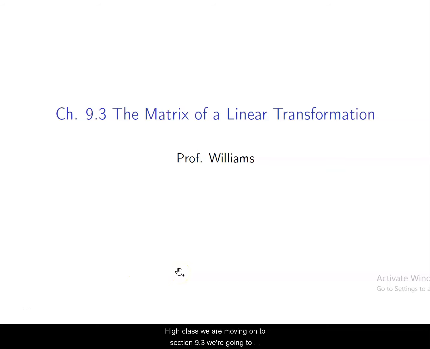Hi class, we are moving on to section 9.3. We're going to discuss the matrix of a linear transformation. Basically, we're going to talk about how to find the matrix for a linear transformation. More so, we're going to be talking about column vector representations in different bases.